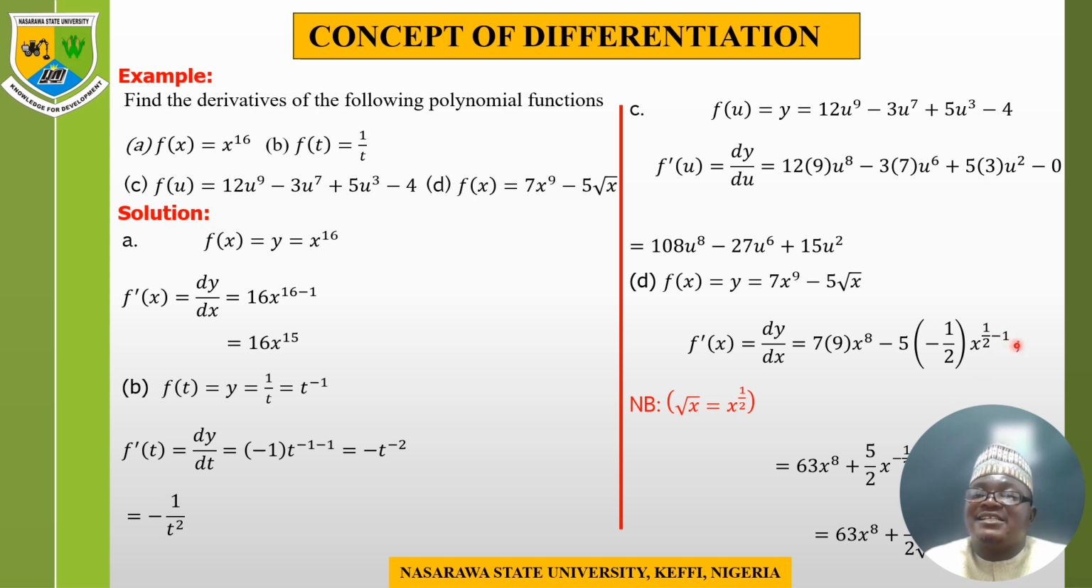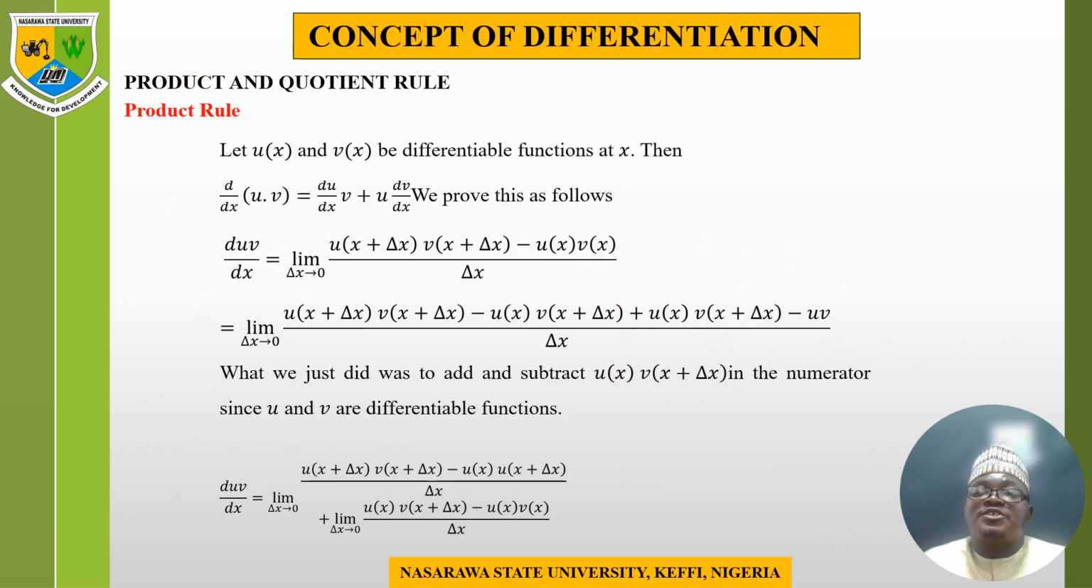Then this one you take the LCM so that you have a single fraction. Then when you do so, you are going to have the other answer there. Then the next step, this is direct, that is the derivative from the polynomial.